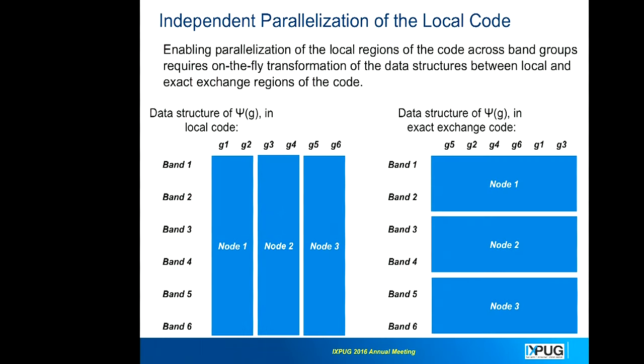The problem with doing that, of course, is that it means that you end up having totally different data structures in the local and exact exchange regions of the code. If you want to independently parallelize the exact exchange and the local parts of the code, then you also have to have different data structures for things like psi and hpsi. And just to give you a rough idea of what that looks like, in the local parts of the code, what you want in order to use the existing parallelization method is to have every node have a subset of the plane waves for all of the bands. Whereas when you go into the exact exchange parts of the code, you want instead for each node to have all of the plane waves, but only for a subset of the bands.